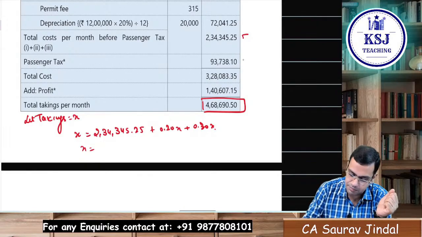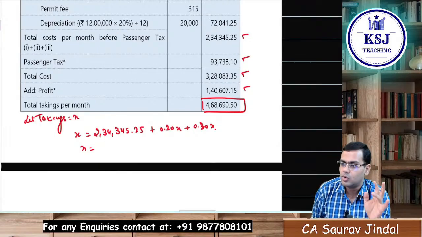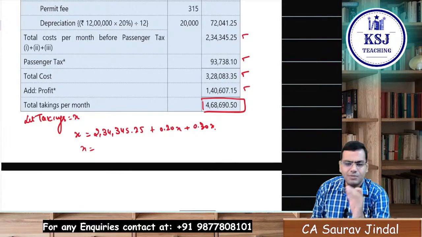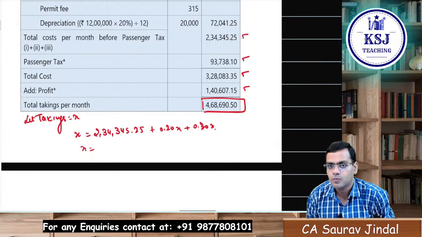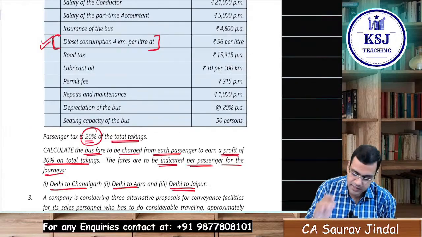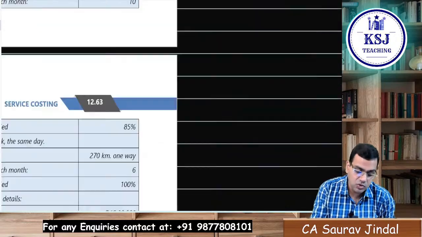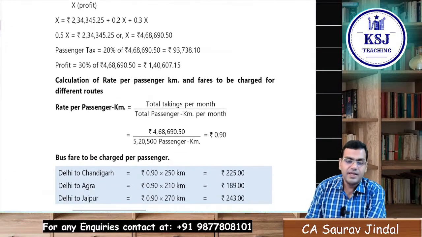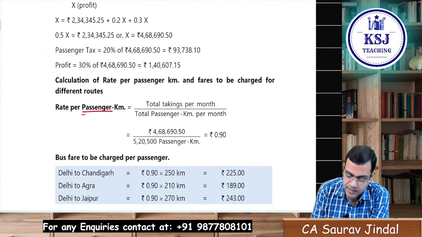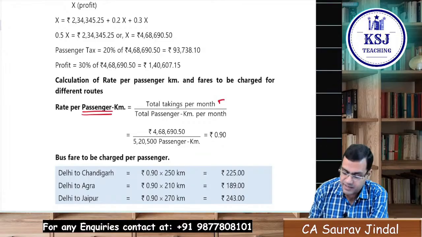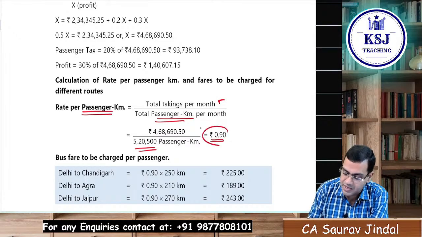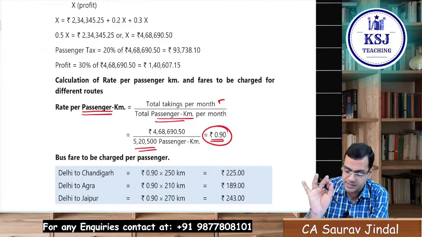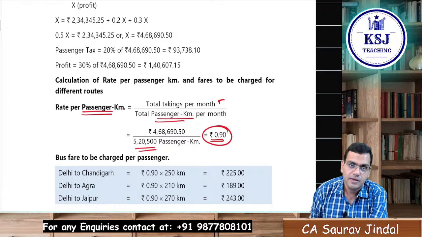Then you will put in the passenger tax, total cost, and profit. This will be the total takings per month. Total takings means basically the total sales value. Now what he is asking us to calculate is the fares to be charged. Total takings calculated, sir. Then rate per passenger kilometer: total takings divided by the total passenger kilometer, you will get the rate per passenger kilometer.